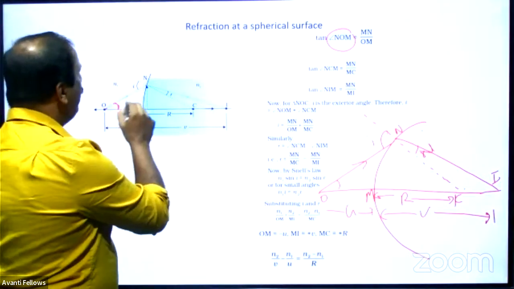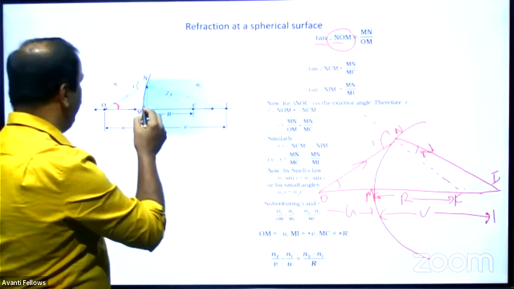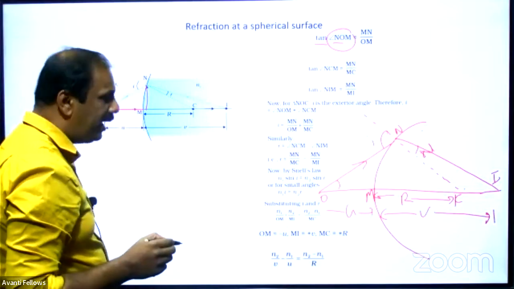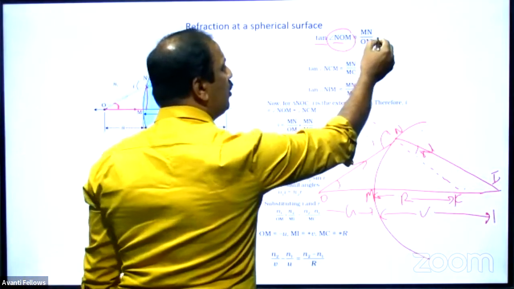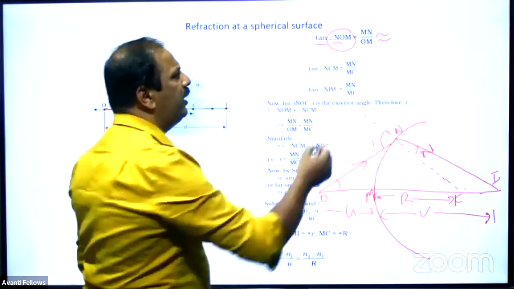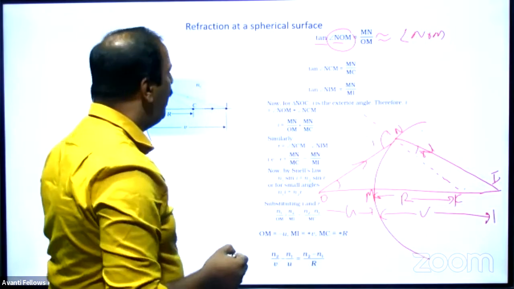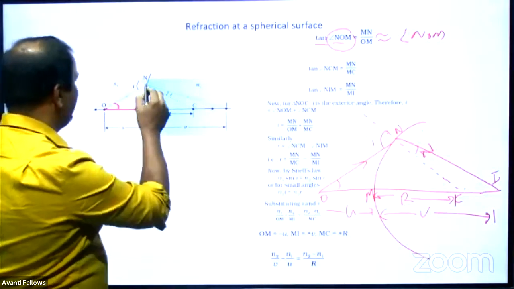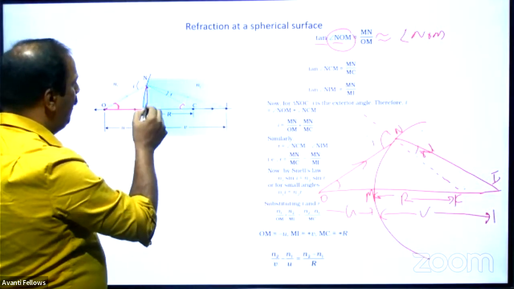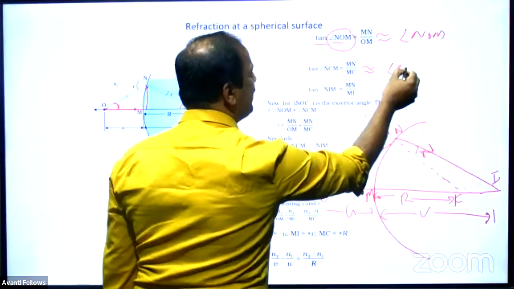The tan of angle NOM is MN by OM. MN is this one, divided by OM. So tan of the angle is MN by OM. Already you know tan theta is approximately equal to theta for a small angle, so you can write this as equal to angle NOM itself. Similarly, if you take angle NCM, this one, tan of that angle will be MN by MC. That is MN, this one, by MC, this one. This also will be approximately equal to angle NCM itself.